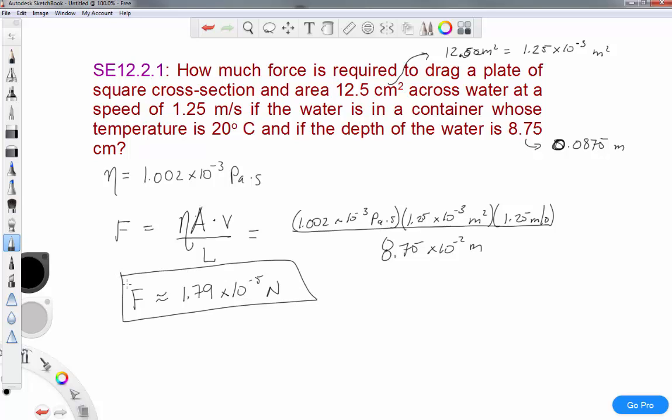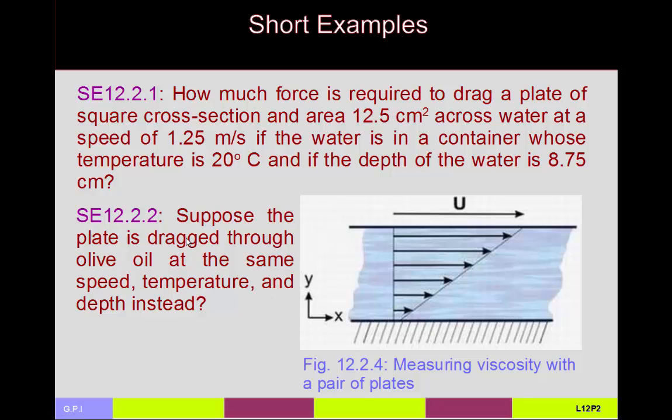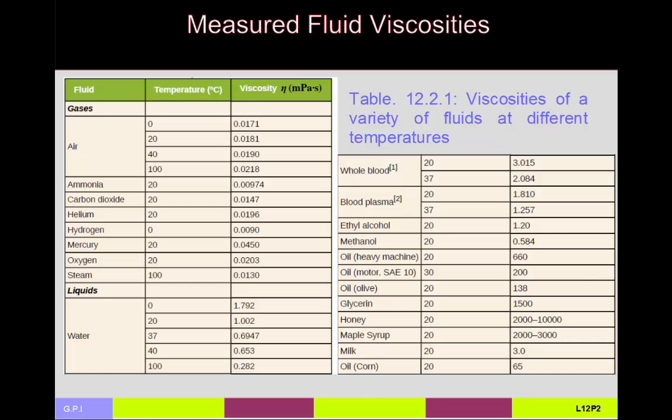So that's how much force we would need to pull on this plate in order to keep dragging it at 1.25 meters per second. And the follow-up question is, what happens or what changes if we drag this through olive oil at the same speed, temperature, and depth?